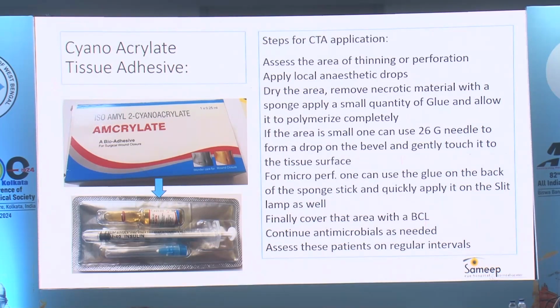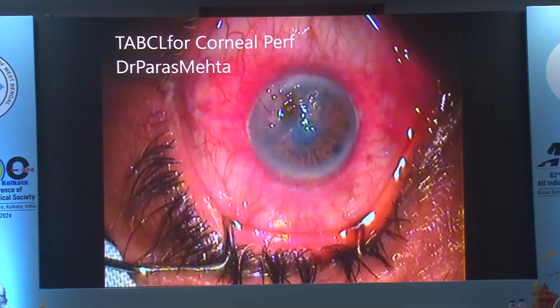If it is a very small, micro perforation, you can even use it as an in-office procedure. You can do this procedure on the slit lamp if the patient is cooperative. Finally, cover that area with a bandage contact lens once it polymerizes, continue antimicrobials as needed, and assess the patient at regular intervals.